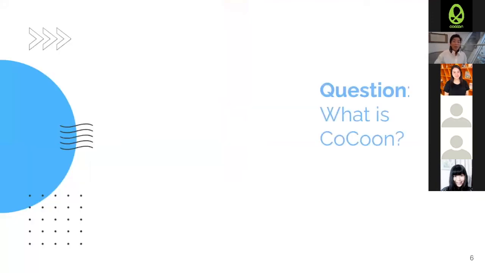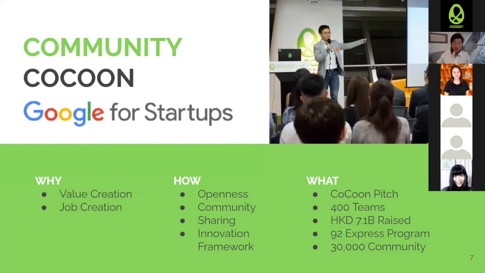So before we begin, I'm just going to spend like 3 minutes to tell you what is Cocoon? Why do we have the honor to be invited by City U to teach this class and share our learnings with you guys. So at Cocoon, we have 3 main pillars. Number 1 is community. Our community is also a Google for Startup partner.